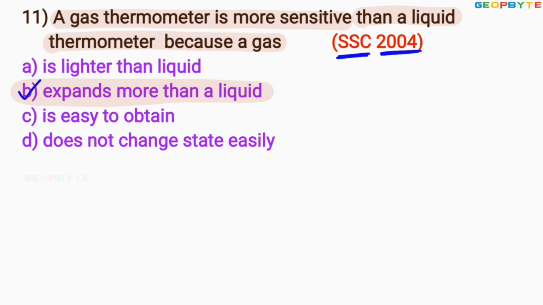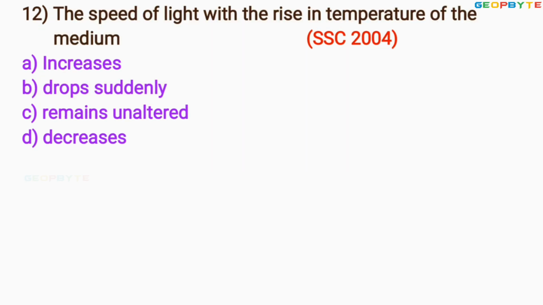Similarly, let us move to the next one. Look at the 12th one asked in 2004 for SSC exam. The speed of light with the rise in temperature of the medium. Dear friends, the speed of sound may depend on temperature, but the speed of light does not at all depend on temperature. That means the speed of light is independent of temperature. Anyhow, what is being asked is the speed of light with rise in temperature of the medium, and it remains unaltered.